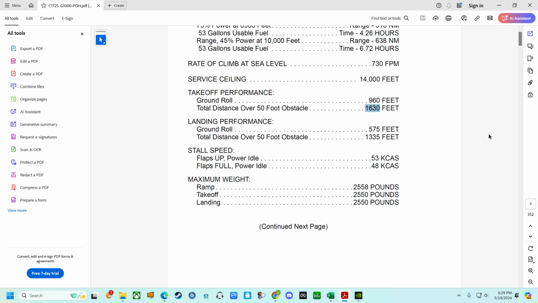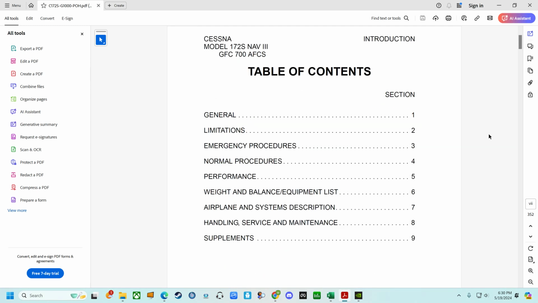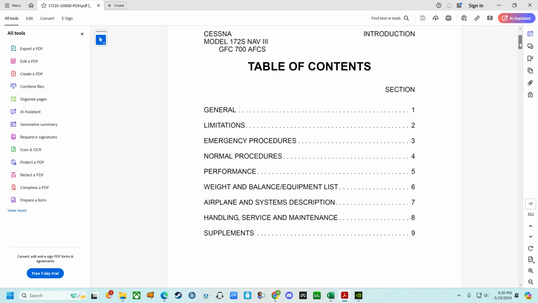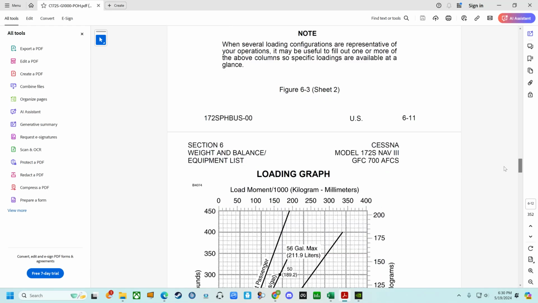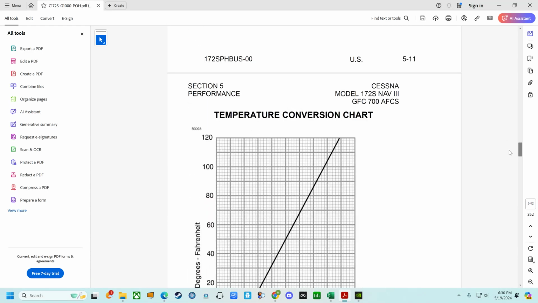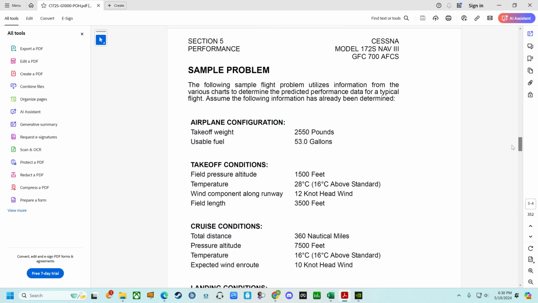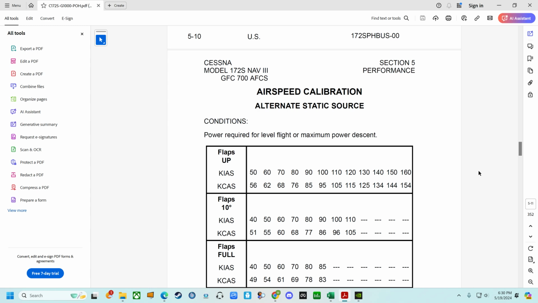So to not end up like this pilot, right? What you would do is, there's a performance section, Section 5, which is going to give you all sorts of performance calculations that you could do in your aircraft to make sure that you're getting the performance you need in those situations. And then again, I would always add a little bit more of a buffer. Don't just go by the numbers here.